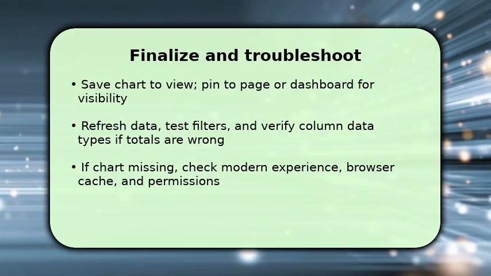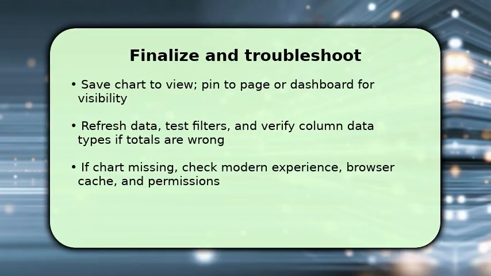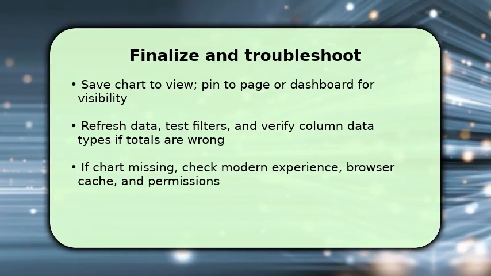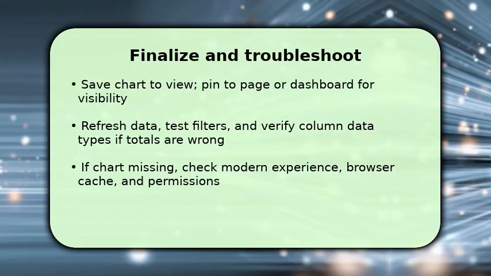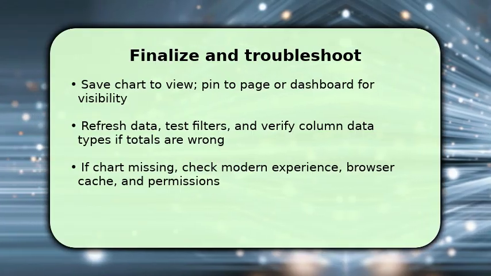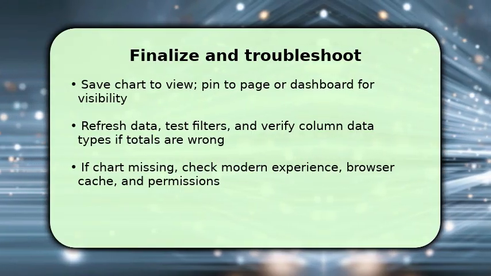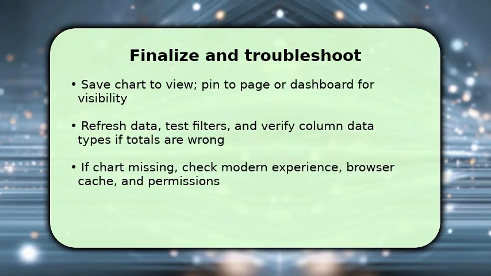Once saved, refresh the list to confirm real-time updates. If numbers look off, recheck aggregations and source column types because text stored in number columns breaks counts. If the chart doesn't appear, make sure the list uses the modern experience, clear your browser cache, and verify you still have edit rights. Finally, adjust date buckets or groupings to improve.